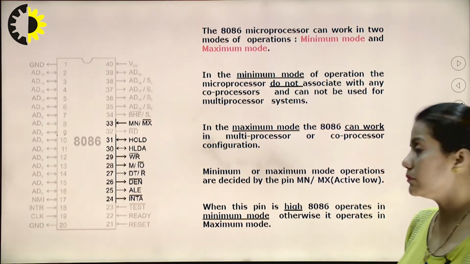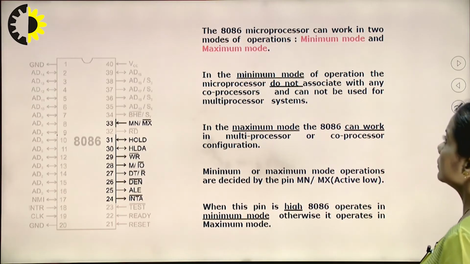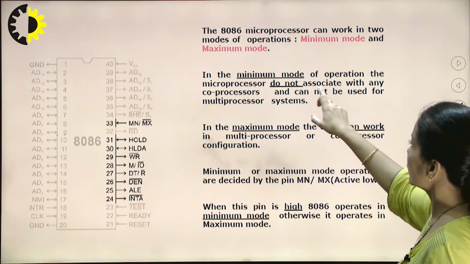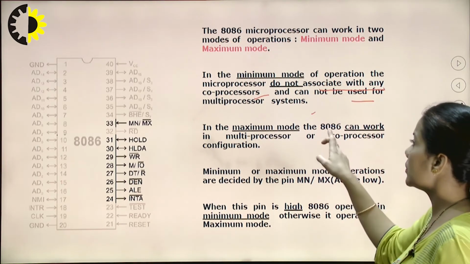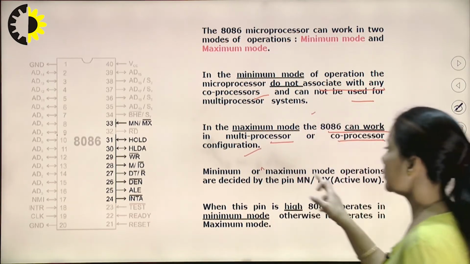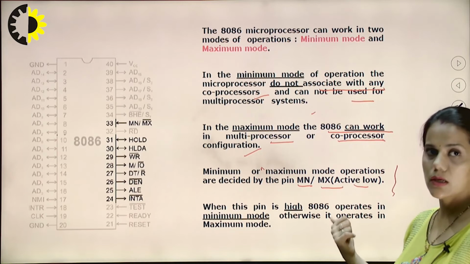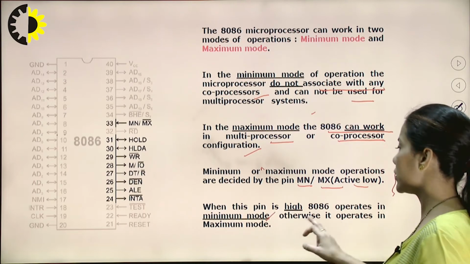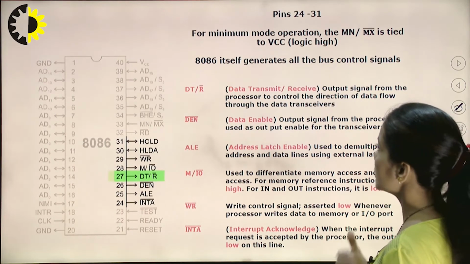Now we come to the minimum and maximum modes respectively. In minimum mode, the microprocessor is not associated with any coprocessors and cannot be used for multiprocessor systems. In maximum mode, 8086 can work in multiprocessor or coprocessor configuration. Minimum or maximum mode operation is decided by the MN/MX pin, which is active high. As I have already discussed, when this pin is high, 8086 operates in minimum mode, otherwise it operates in maximum mode. Here we will discuss these modes one by one, along with the pins related to them.